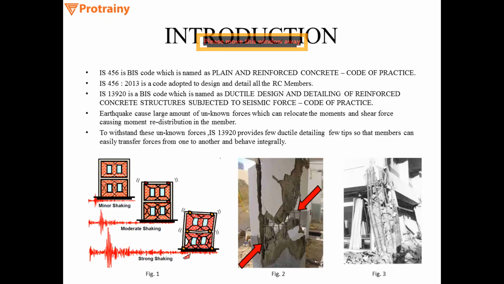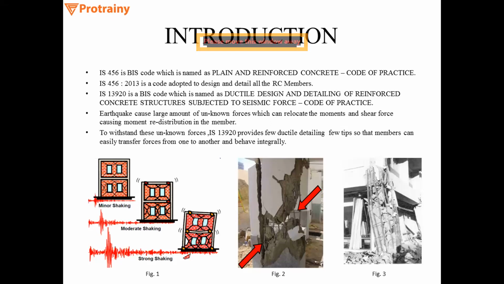As you can see in the slide, there are three images. The first image shows three pictorial views of minor shaking, moderate shaking, and strong shaking. In seismology, we call it IO, LS, CP, which is immediate occupancy, life safety, and collapse prevention. So it's kind of an advanced thing in seismology itself.